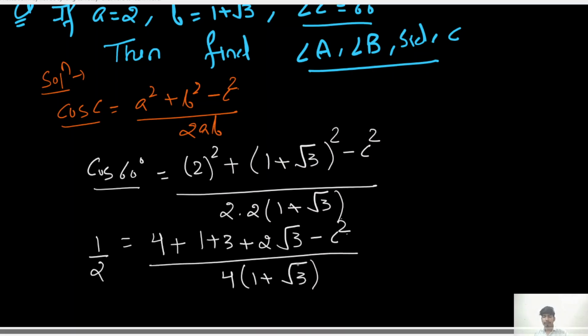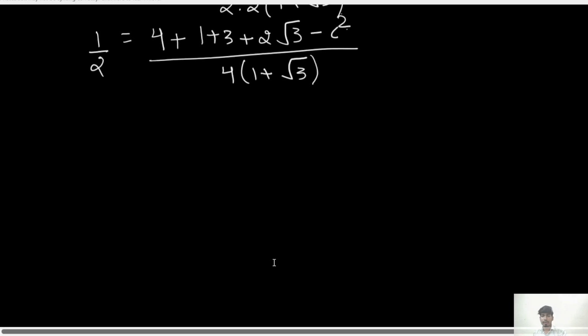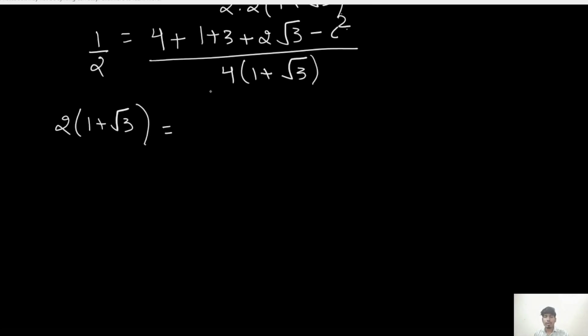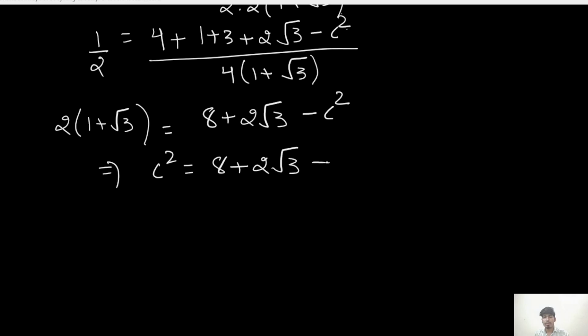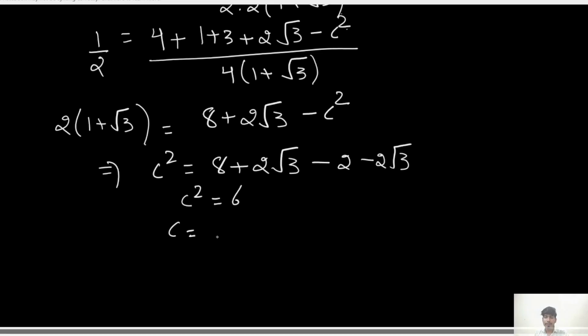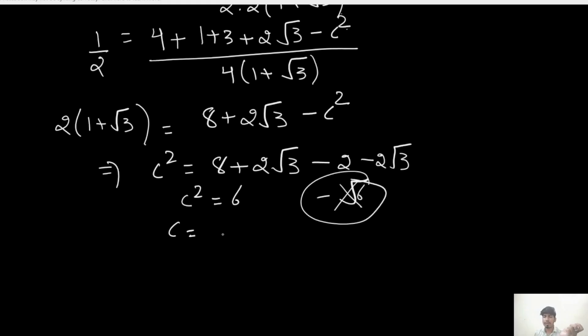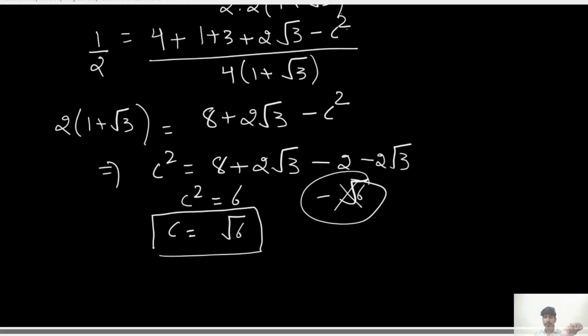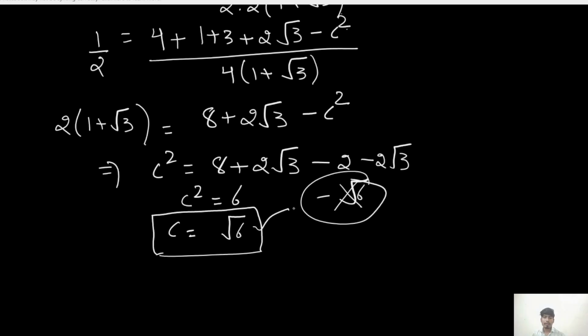Okay students, then this becomes 2 into (1 plus root 3) is equal to 8 plus 2 root 3 minus c square. Then c square is 8 plus 2 root 3 minus 2 minus 2 root 3. Means c square is 6, then c is plus minus root 6, but minus root 6 is not possible because the length of a side can't be negative, so it must be positive, c is root 6. We have done the first part, means side c we have found, then we find angle a and b.